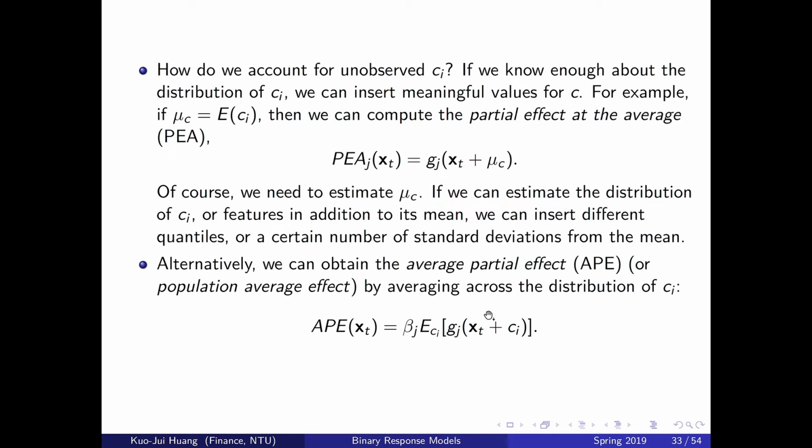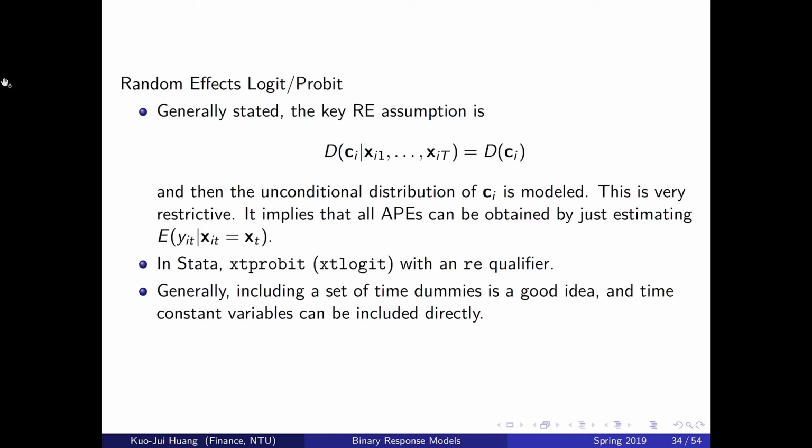So if we know the distribution of Ci, then estimating the APE is very easy, just by averaging across Ci. However, in practice, the distribution of Ci is unknown, and this will cause problems in the modeling of unobservable effects. Generally stated, the key random effect assumption is that D of Ci given xi1 to xiT equals D of Ci. The D denotes some distribution function.